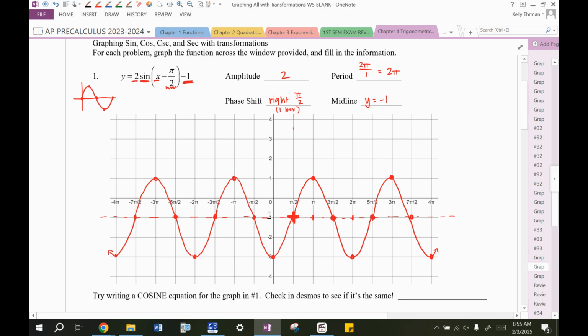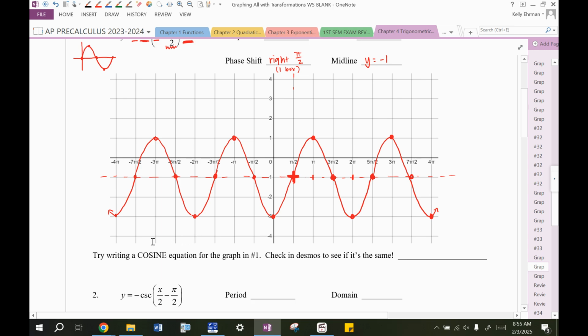All right. There's this extra thing here. It says, try writing a cosine equation for the graph in number 1. We talked about on our first day that sine and cosine are just horizontal shifts of each other. So find a section of the cosine curve. Remember, cosine looks like this normally. So you could pick out a positive cosine curve if you wanted. You could look at one like, here's a cosine curve.